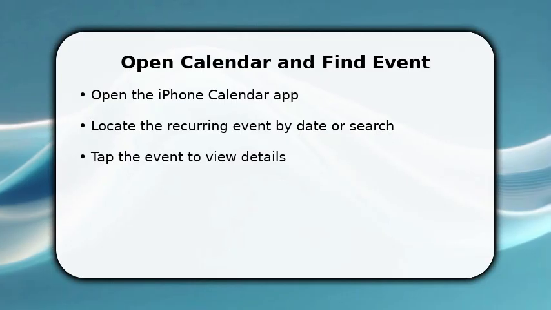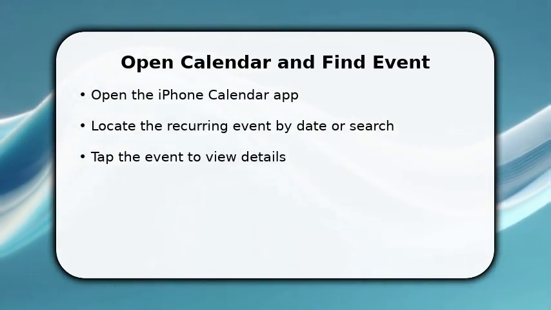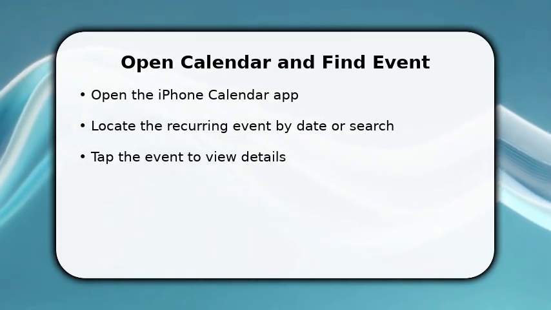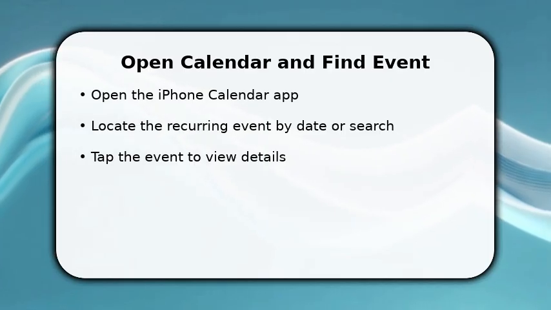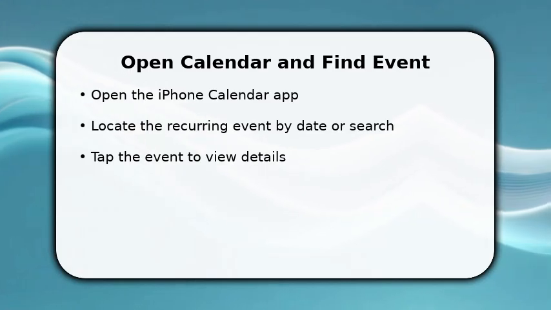You begin by opening the calendar app and finding the recurring entry you want to remove. Tap the event to open its detail view. This reveals time, calendar, and repeat settings. Make sure you're viewing the correct series and not a single instance, otherwise you'll delete only one occurrence.